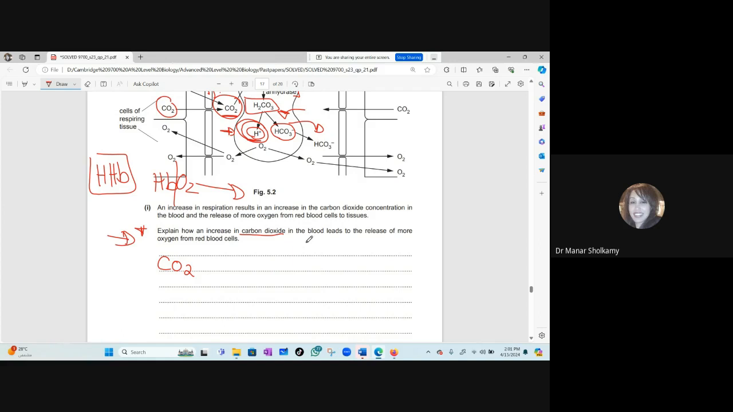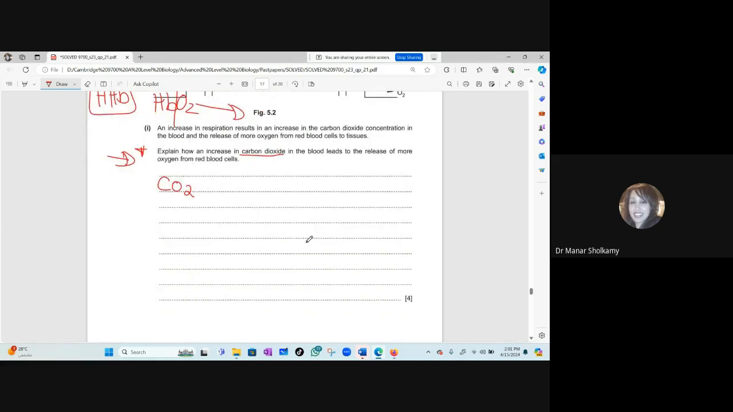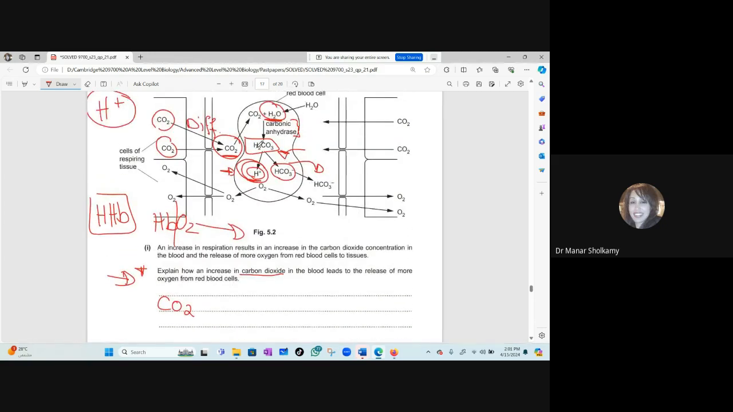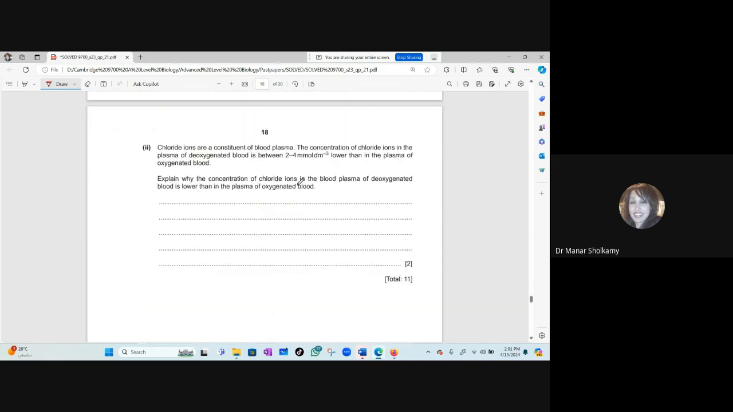Carbon dioxide reacts with water in the presence of the carbonic anhydrase enzyme, which is present in the cytoplasm of the red blood cell. It will give you carbonic acid. It will dissociate. We said this 101 times.